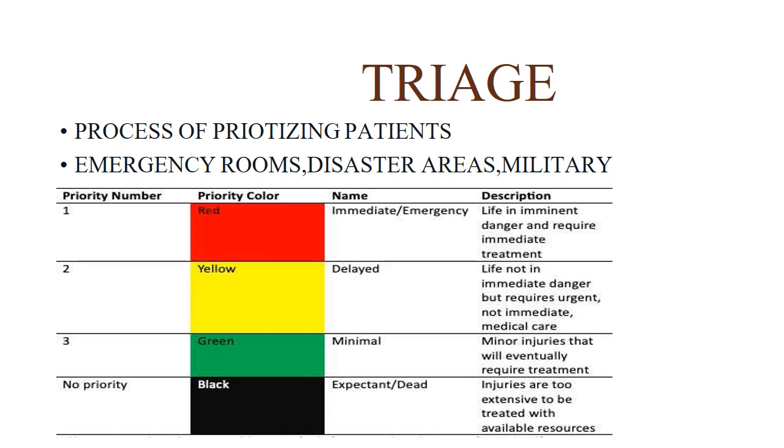The first priority is number 1. The color is red, and it is immediate or emergency. The description: red indicates the patient's life is in imminent danger and requires immediate treatment. The second priority is yellow. Yellow is delayed. Delayed means the life is not in immediate danger but requires urgent, not immediate, medical care.